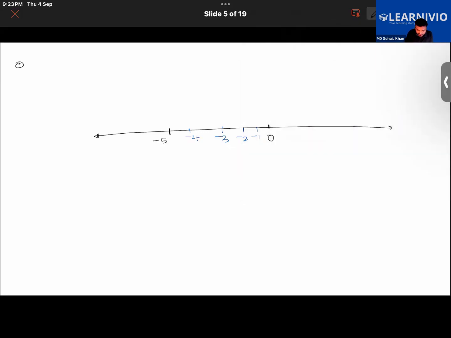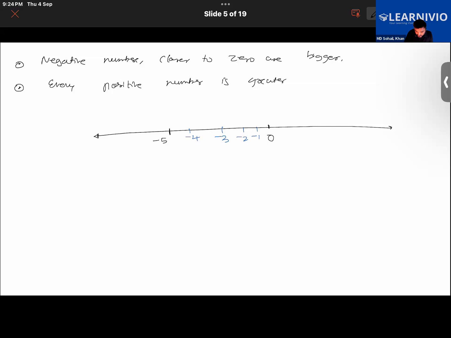So another point to be noted down, that negative numbers closer to 0 are bigger. They are bigger. One more point, moments ago we discussed that every positive number is greater than a negative number. Okay, that should be clear.